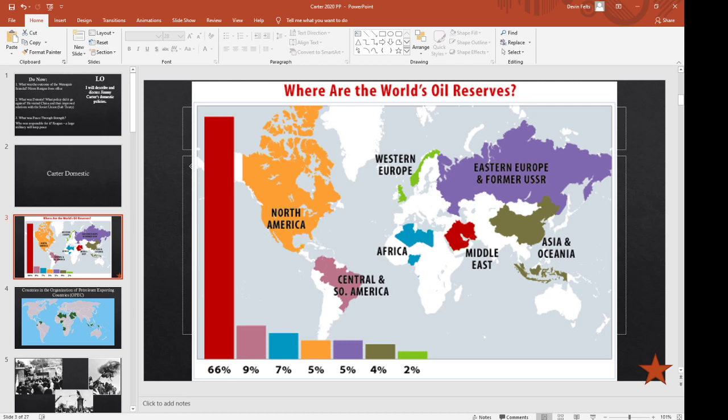Does anybody know where the most oil can be found in the world? Or I guess I should say, which area is most known for having oil? I'll give you guys a second to think about that. So when we go to the gas station and we put oil into our cars, where does that oil come from?